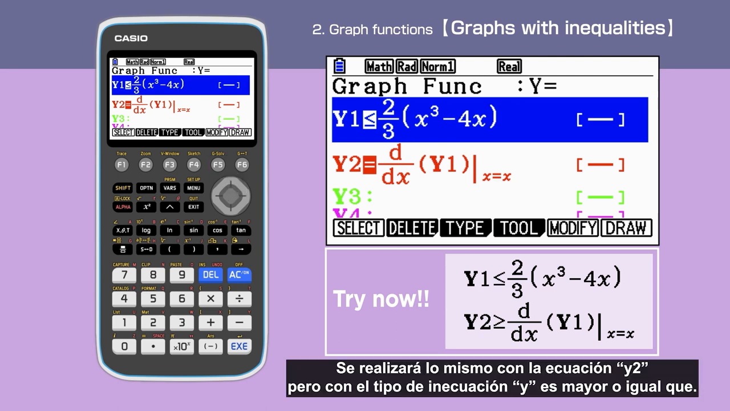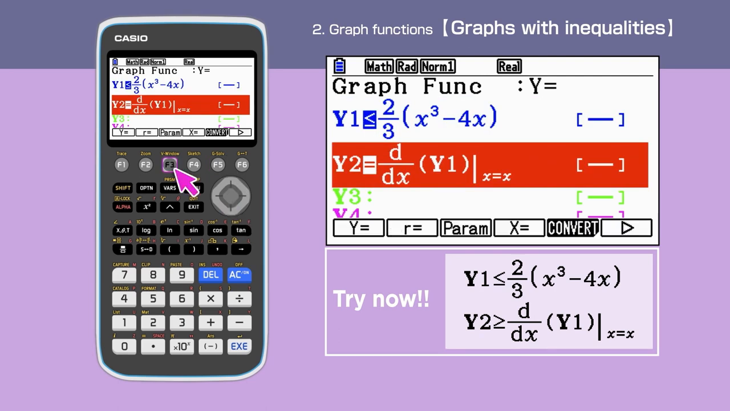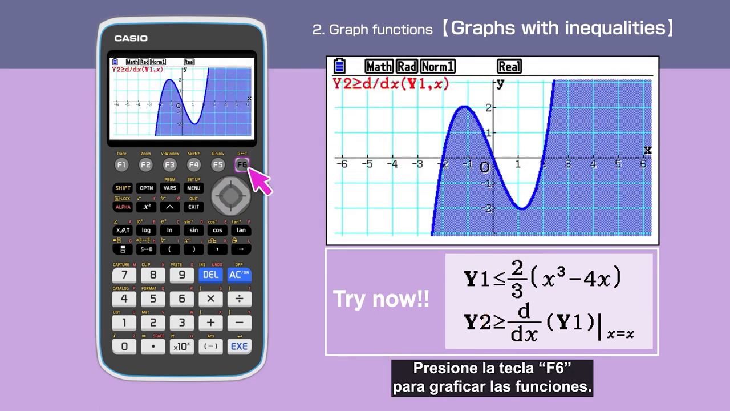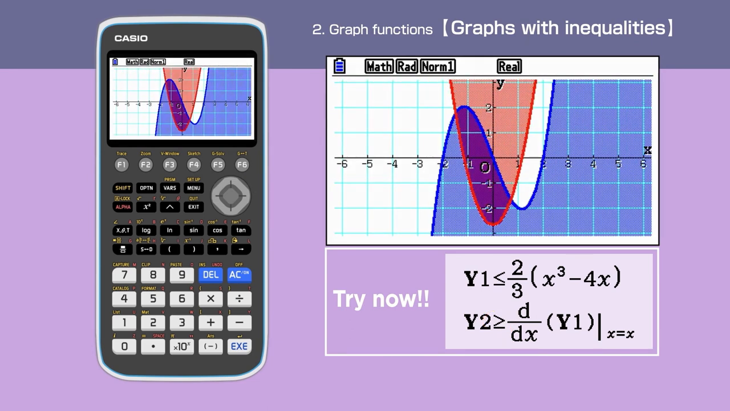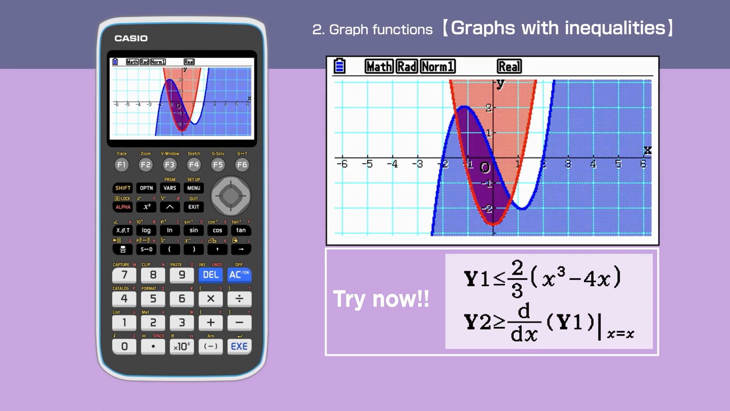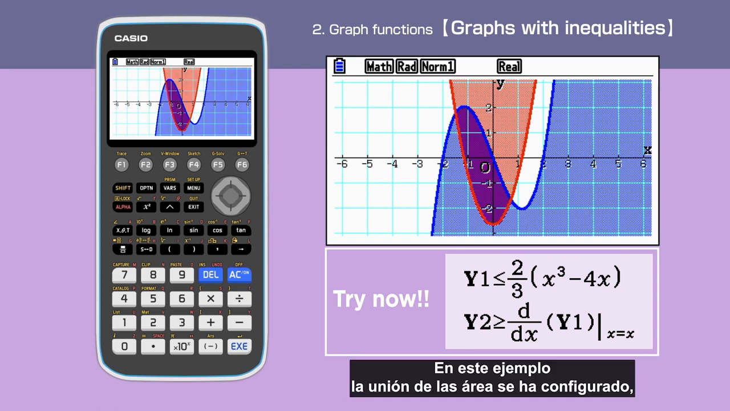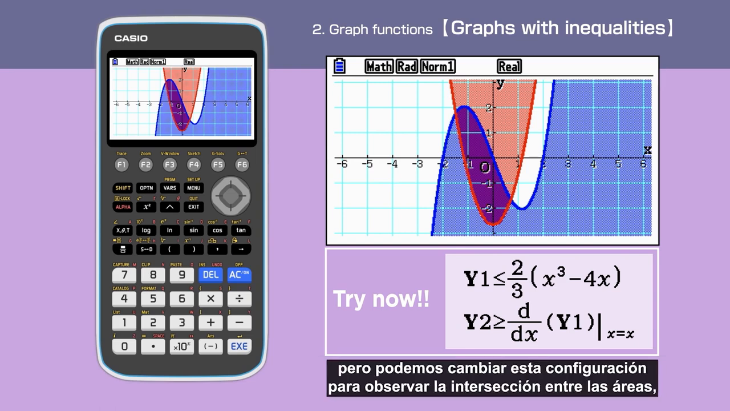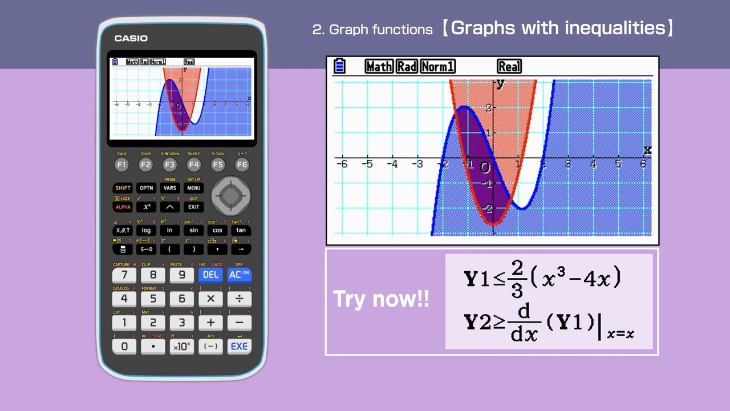We also change to the same inequality with equation y2. Press F6 to draw the graphs. The areas have been colored in blue and red to satisfy both inequalities. In this example, union areas have been highlighted, but we can change this into intersection areas.